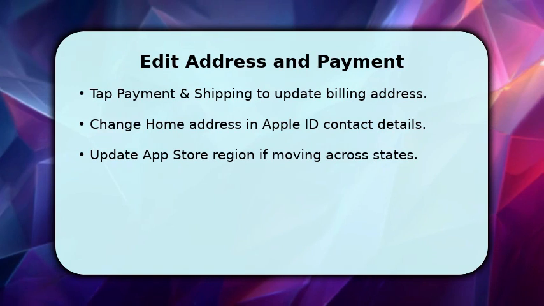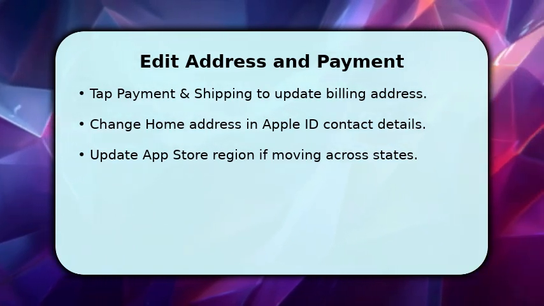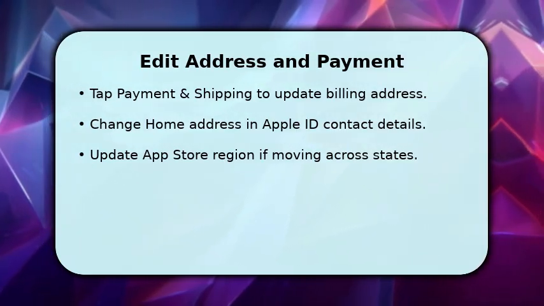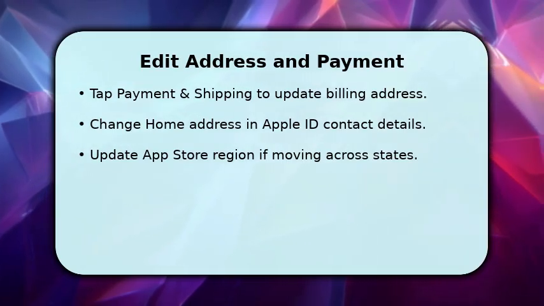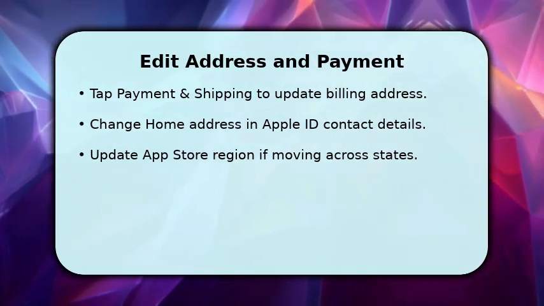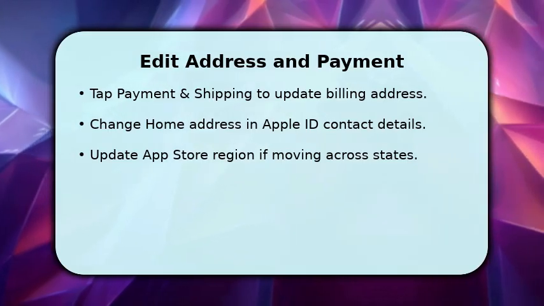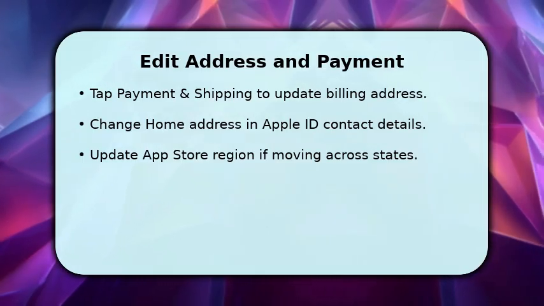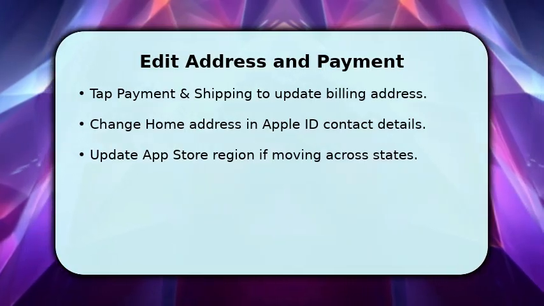You'll edit payment and shipping to update your billing address. Enter the new street, city, state, and ZIP so billing matches local requirements. Once that's saved, go to your Apple ID contact details and change home address for ID and recovery accuracy. If your move affects sales tax or available services, update the App Store region and payment method accordingly. Make sure all fields match your new state to avoid declined purchases or service mismatches.